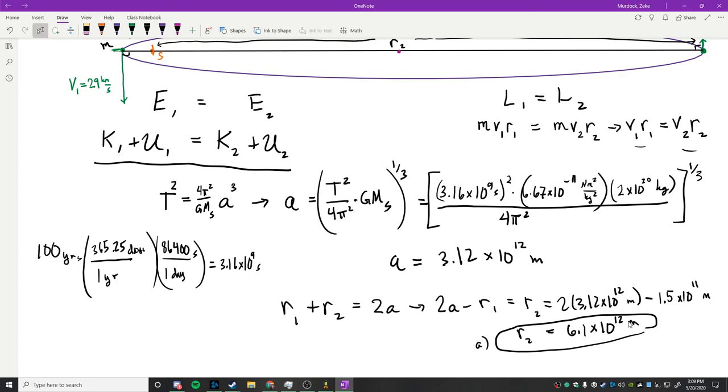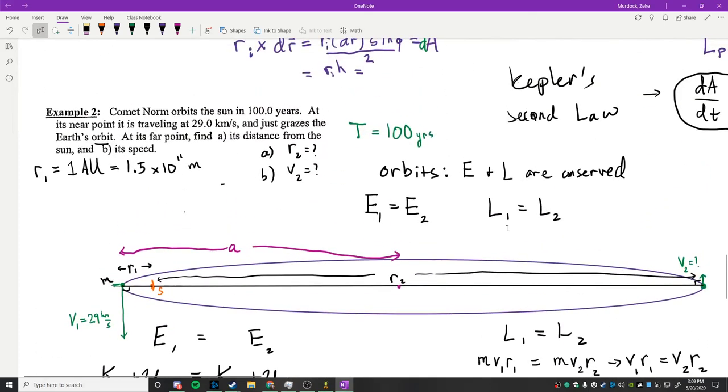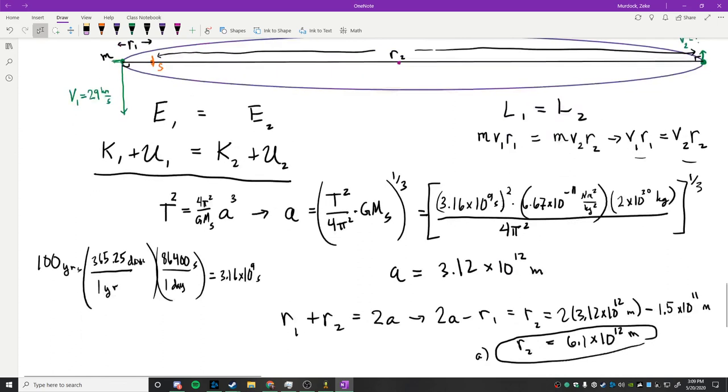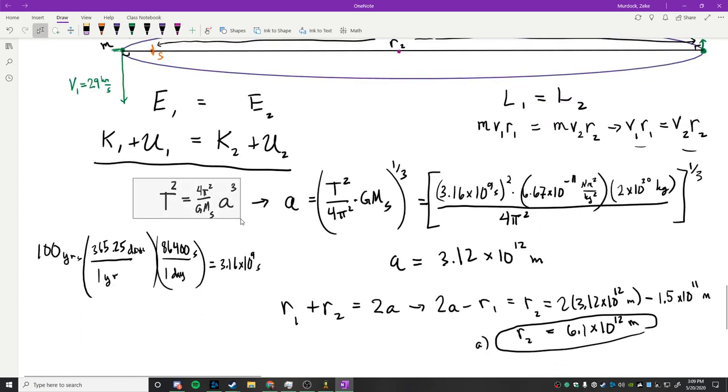Notice that we only got that because we knew something about the period. That's what we had, the period, and we said, oh, I know the period. That's related to the semi-major axis cubed. It's related to something about the orbit. It's one of the fundamental connections that has allowed us to understand how planets orbit.